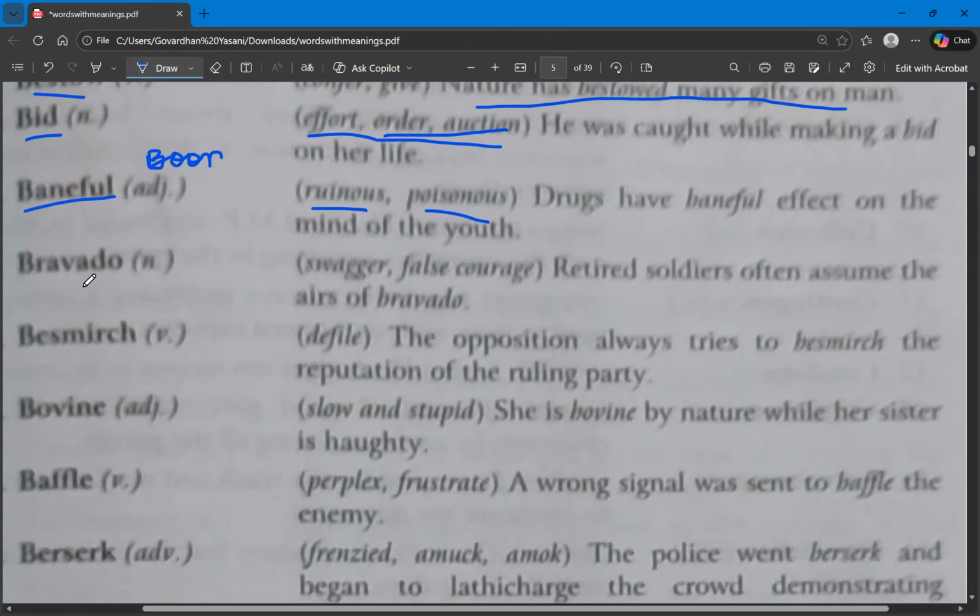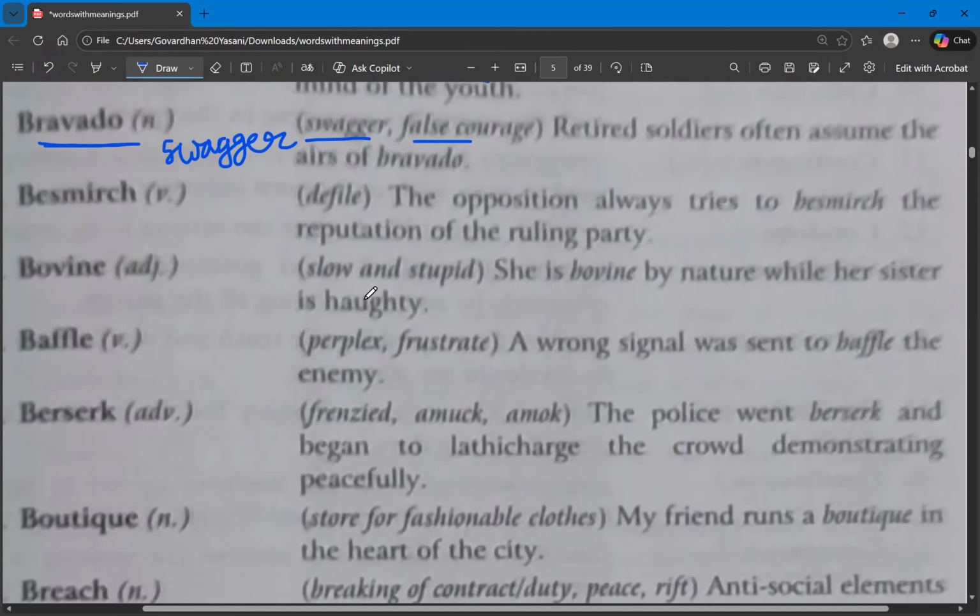The next one, bravado. Bravado means false courage. Someone who is faking courage. Or swagger, S-W-A-G-G-E-R. Bravado means swagger or false courage. The next one, besmirch. Defile means someone who is attacking someone's reputation. So besmirch means defile.